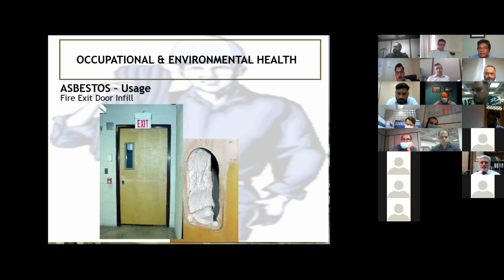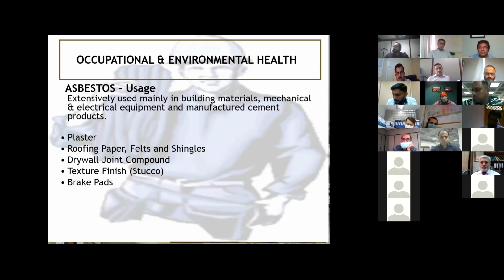It's a fire exit. Other uses is in plaster. So plaster, as I said, they reduce the thickness of application. In our buildings where we don't find asbestos in plaster, plaster thickness is usually more than 1.5 inch. When they started using this plaster, the thickness reduced to maybe 3/4 of an inch. So that was why it was used in plaster.